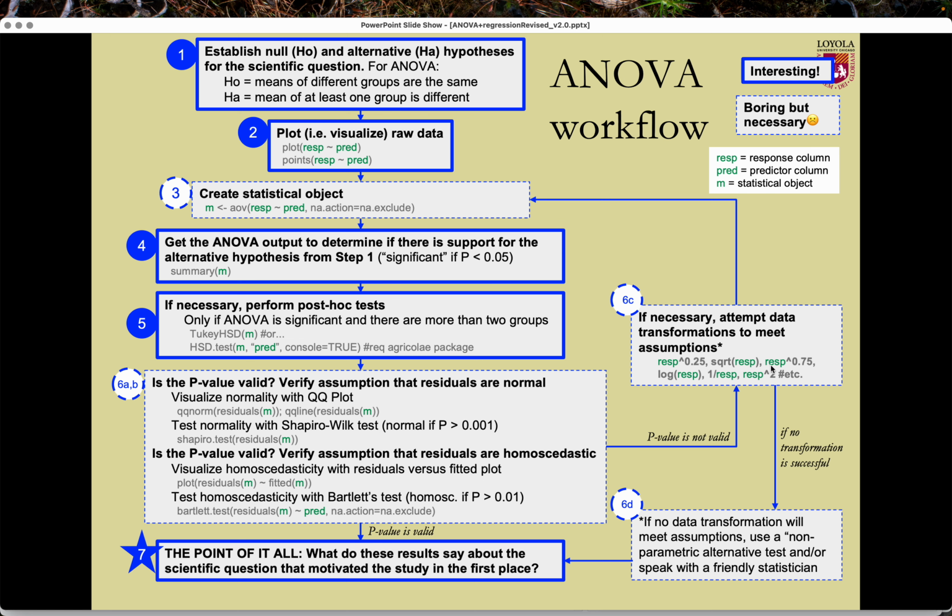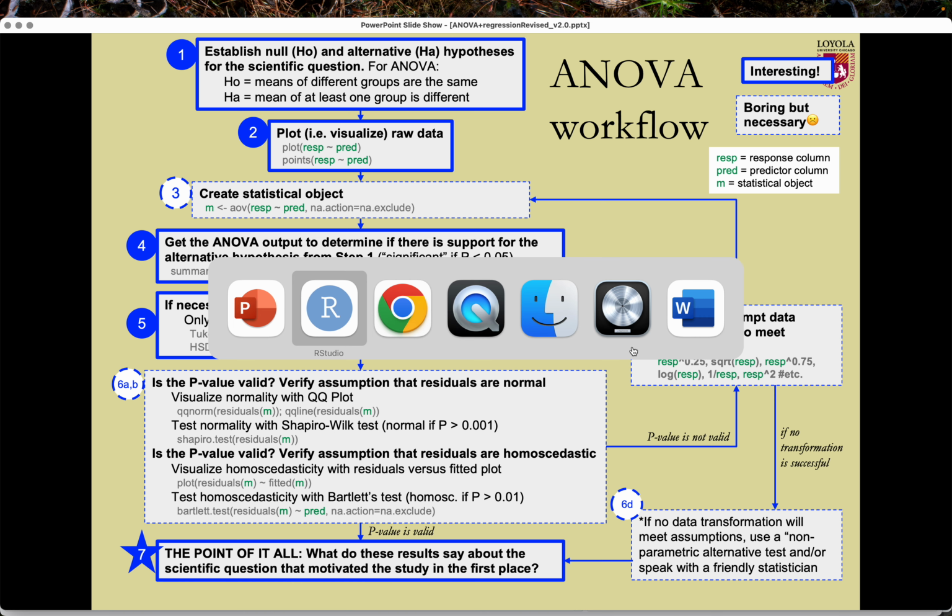Absolutely. If you just need to get this done, and no transformation is successful, then you're going to use a non-parametric test, which in the case of ANOVA is a Kruskal-Wallis test. Right. Okay. That sounds good to me.